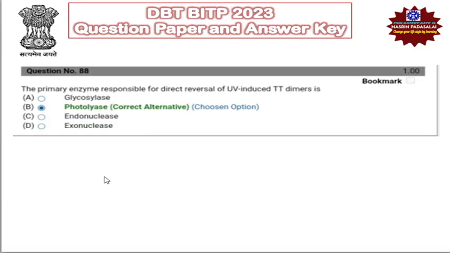Next, the primary enzyme responsible for direct reversal of UV-induced thymine dimers. The enzyme responsible is photolyase. This enzyme is present only in lower organisms; in humans, this enzyme is not present. It is responsible for the direct reversal of UV-induced thymine dimers by breaking the cyclobutane ring of the pyrimidine dimer.